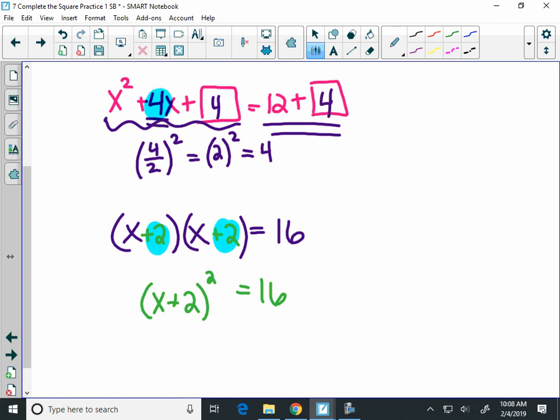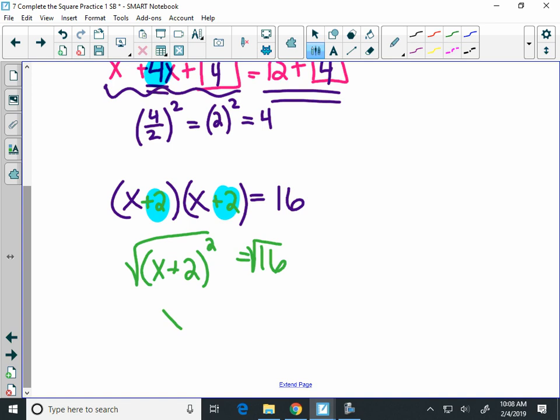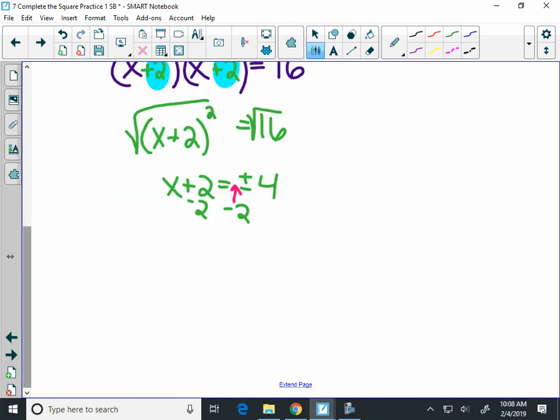Now, I can take the square root of both sides, because I'm getting rid of the square. And that gives me x plus 2 equals. Now, 16 does square root. I have to put a plus or minus, but the square root of 16 is 4. So all I have left to do is subtract 2. This part doesn't change, though. The negative 2 goes in front of the plus or minus. And I'll get x equals negative 2 plus or minus 4.